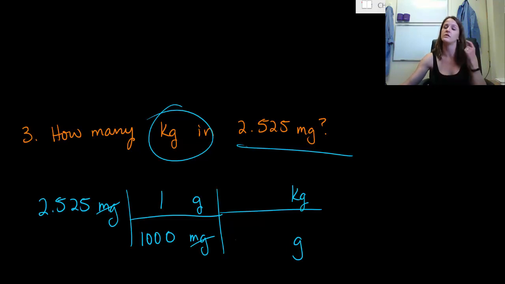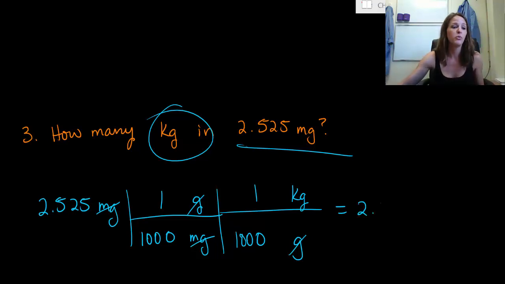So just like before, this is something you need to know. For every 1 kilogram, you absolutely are always going to have 1,000 grams, okay? So now, grams cancel out, you're left with kilograms. 2.525 divided by 1,000 divided by 1,000 is equal to 2.525 times 10 to the negative 6 kilograms.